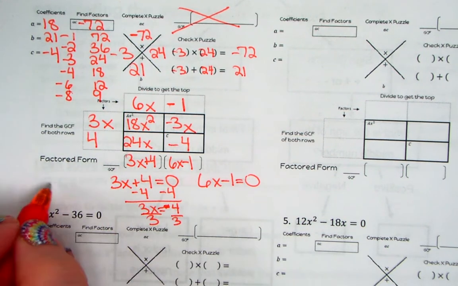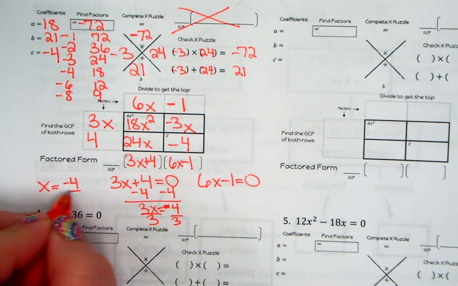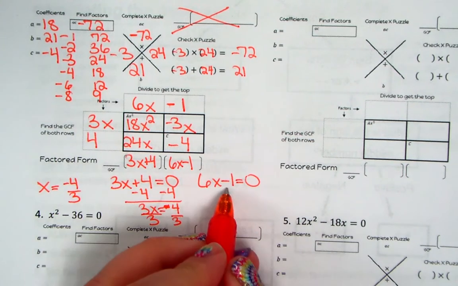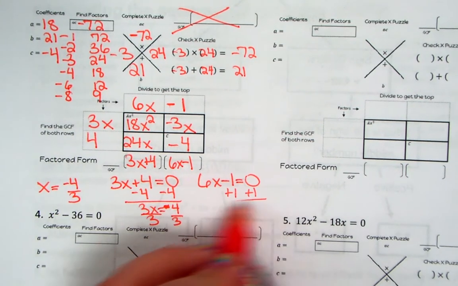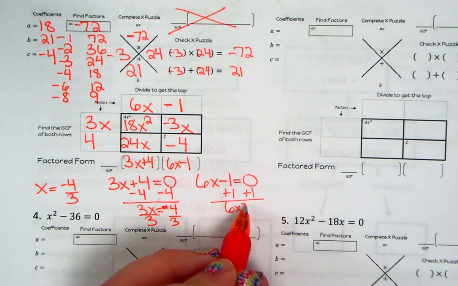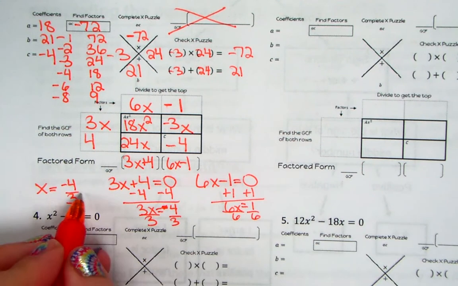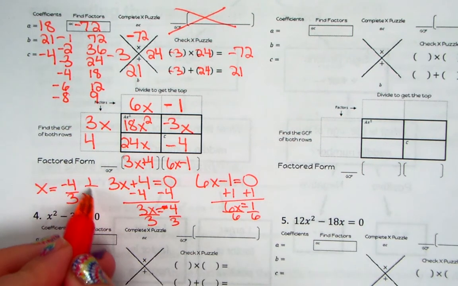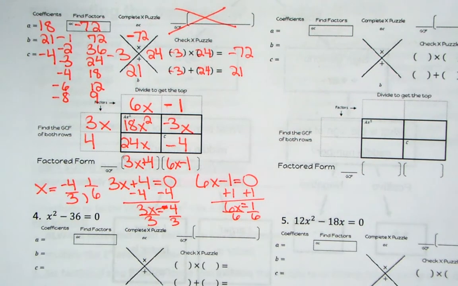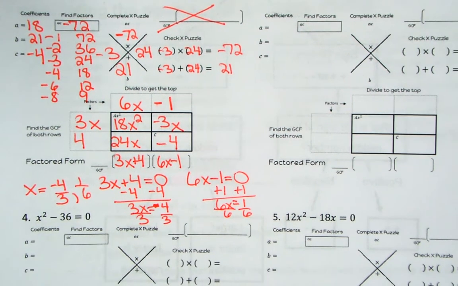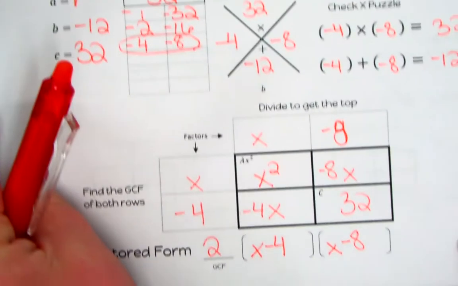So x equaled -4/3. And then here we added 1 to both sides and divided by 6. So the other solution was 1/6. And in the previous problem, I didn't have a number in front, so it made it really easy for me to find the solutions.